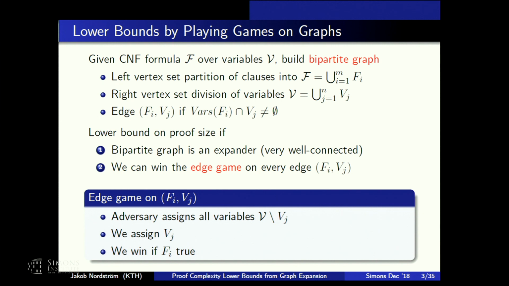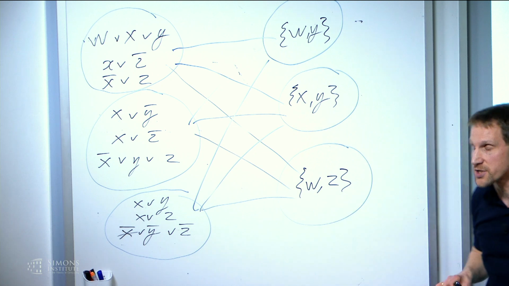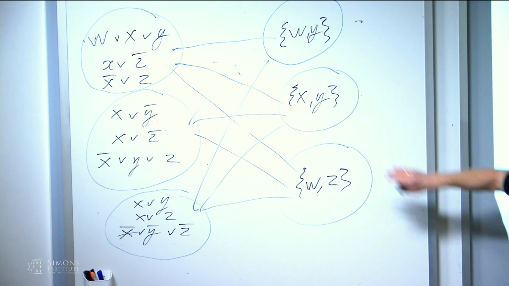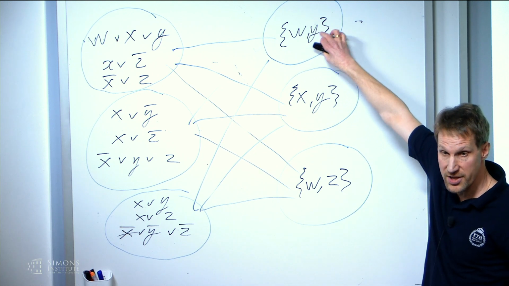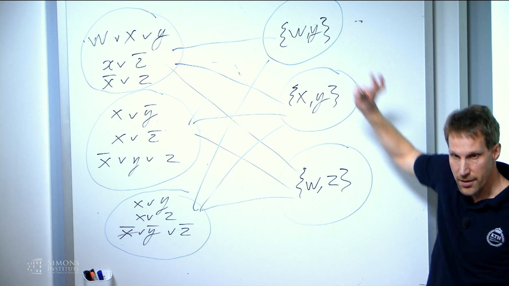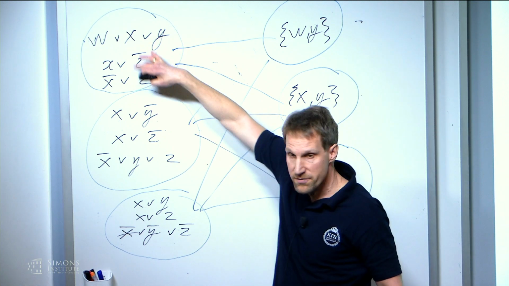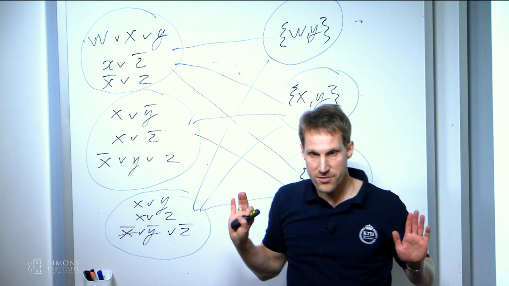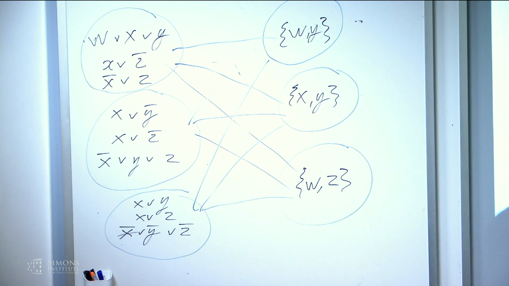But just to give you a sense of what's going to happen: suppose we're playing on this edge. The adversary is going to assign all variables. Then we're allowed to flip these variables if we like. And then when the dust settles, all of these clauses should be satisfied. If so, we won the game. Okay? And we should be able to win this game on every edge.